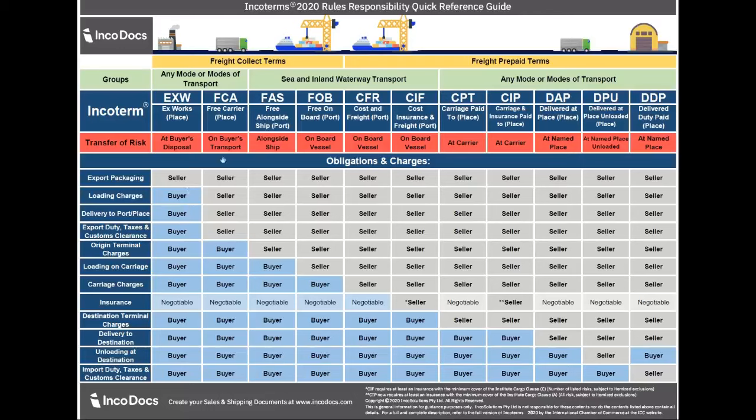Moving further along the supply chain, there are FCA, FAS, and FOB Incoterms. Under FCA, free carrier, the seller will cover export duties, taxes, and customs clearance to get the products prepared for export. Under FAS, free alongside ship, the seller will cover the origin terminal port handling charges. Then it moves on to FOB, free on board. FOB is generally the most popular Incoterm that is used for containerized trade.